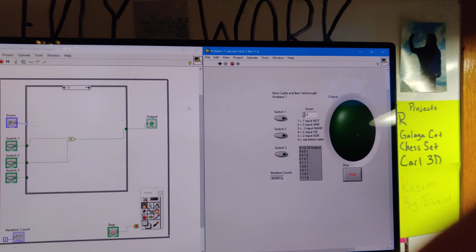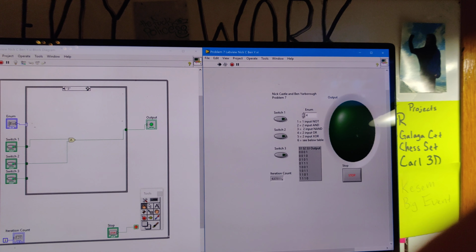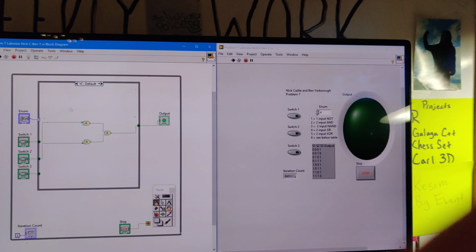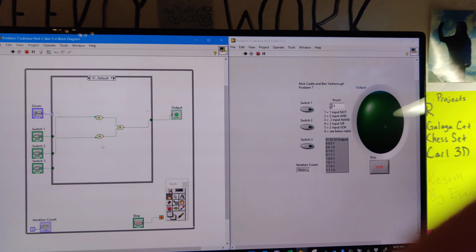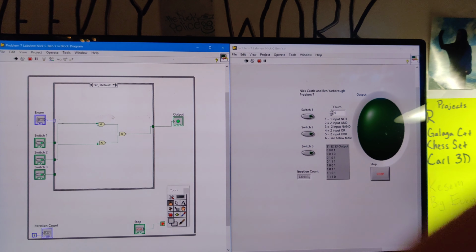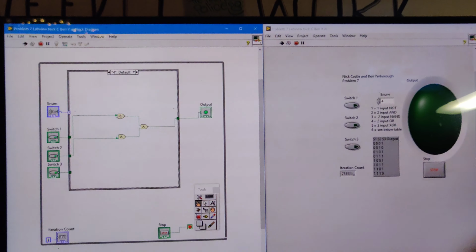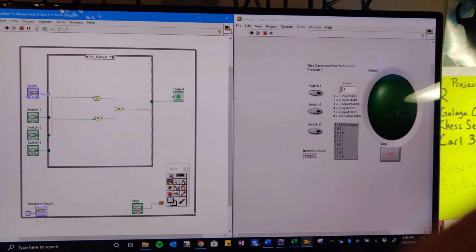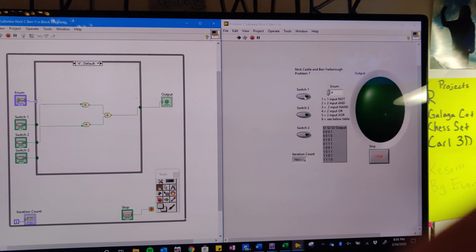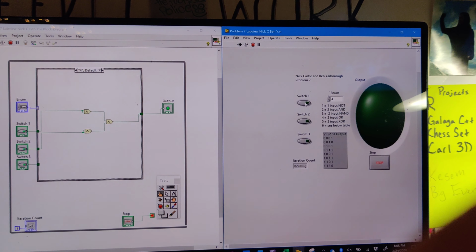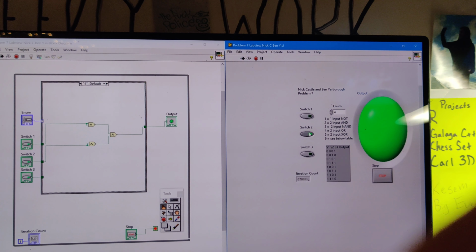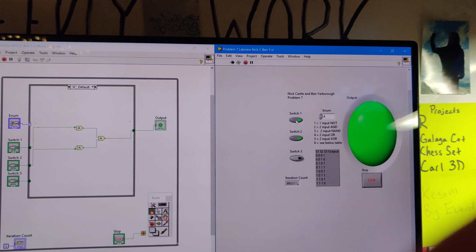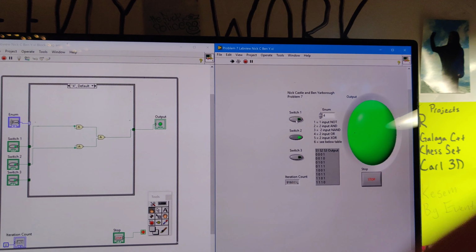For 4, this is the 2-input OR gate. I made it out of 3 NAND gates connected like you can see in the diagram. When no switches are on, it's off. When switch 1 is on, it turns on. When switch 2 is on, it turns on. And when both switches are on, it's still on.